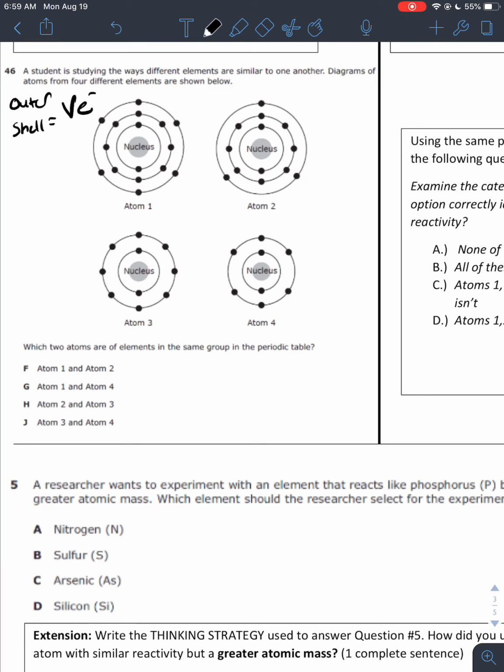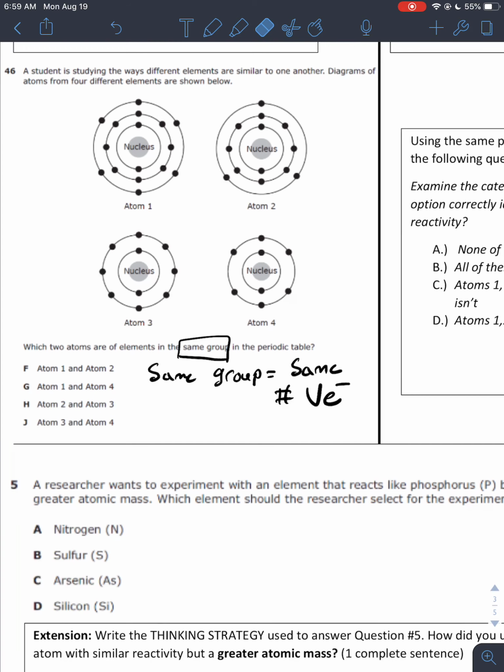The question says, which 2 atoms are of the same group in the periodic table? Please write with me, same group equals same number VE. I don't care what's on the inside, but I know that the same group has the same number of valence electrons. I'm going to count now the valence electrons in red, and as long as we find some of these atoms with the same numbers of valence electrons, we know they're in the same group.